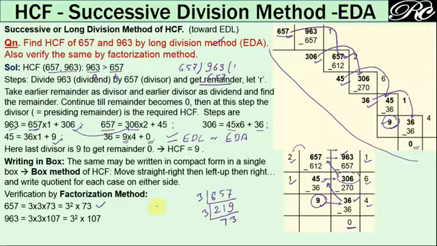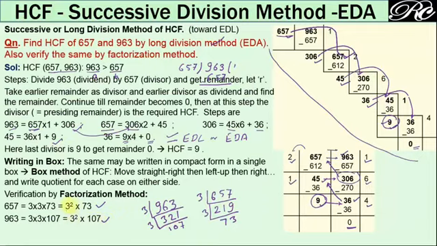Similarly, go for factorization of 963. So 963 is also divisible by 3. So it becomes 3 3s are 9, 3 2s are 6, 3 1s are 3. Again it is divisible by 3. So 3 1s are 3, then there is 0, then there is 7. So this can be written as 3 square into 107.